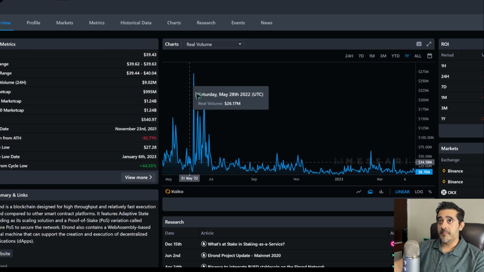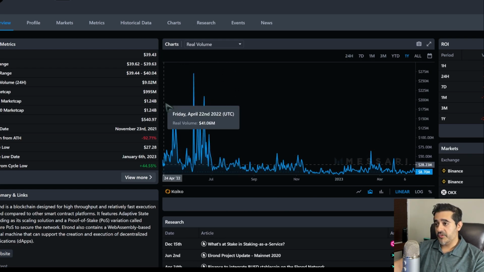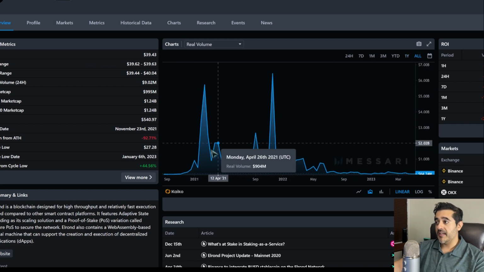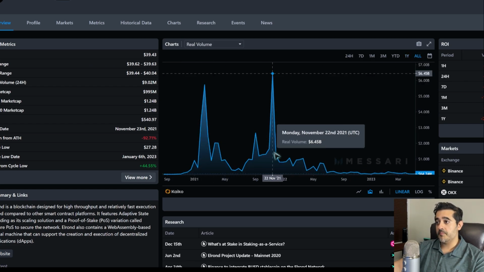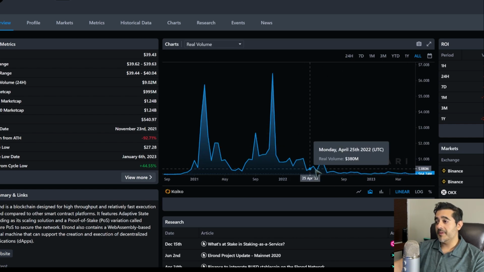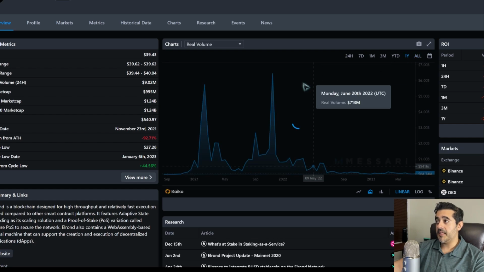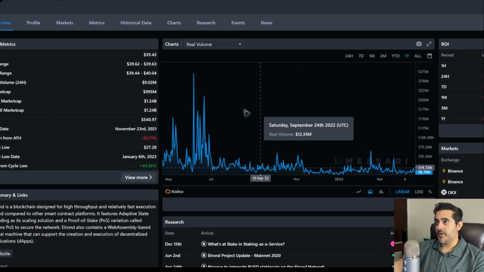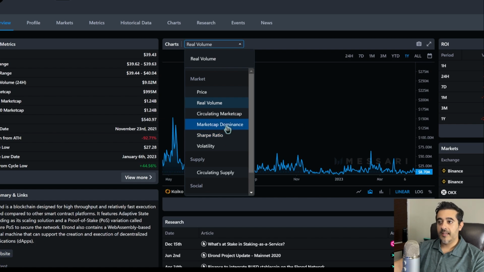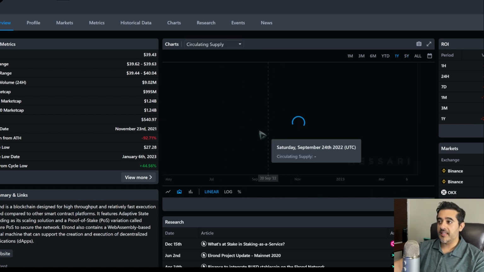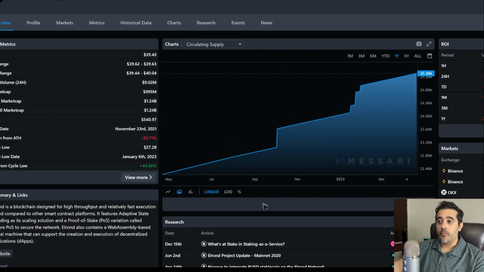Okay, this is on Messari. If you look at real volume here, you'll see a massive drop in volume over the last year. We go to all time, and you can really see during those peaks of the bull market how much volume we had compared to now, right? Volume has really, really leveled out, and this is happening across the board with DeFi, but particularly hard here with Elrond.